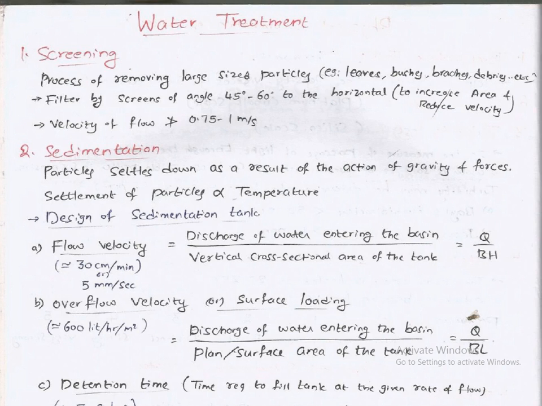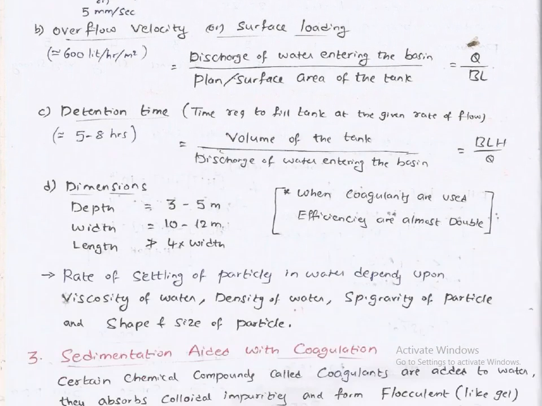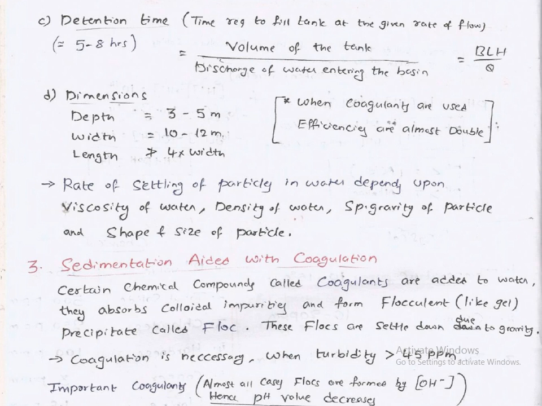Detention time: the time required to fill the tank at a given rate of flow. It is 5 to 8 hours, equal to volume of tank upon discharge of water entering the basin, which is BLH upon Q. Dimensions: depth is 3 to 5 meters, width is 10 to 12 meters, length is not greater than 4 times the width. When coagulants are used, efficiency is almost double. The rate of settling of particles in water depends upon viscosity of water, density of water, specific gravity of particle, and shape and size of the particles.